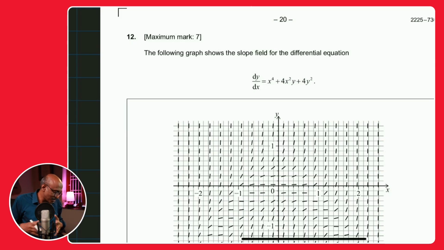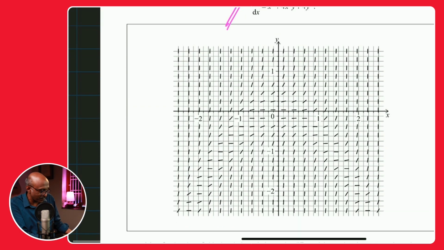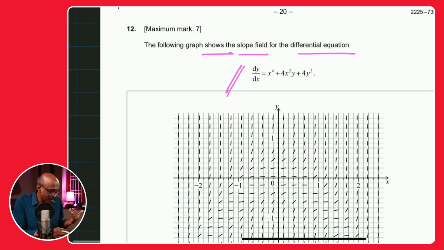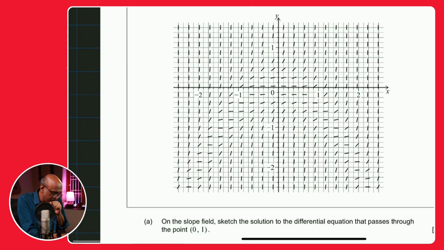So here's a question. This is question number 12. It says the following graph shows the slope field for the differential equation. That's the differential equation given to you, and the graph, they've given you a little grid showing the slope field dy by dx is equal to x to the power 4 plus 4x squared y plus 4y squared.